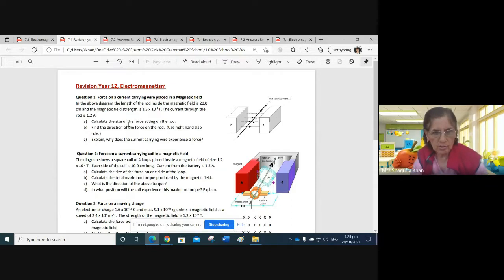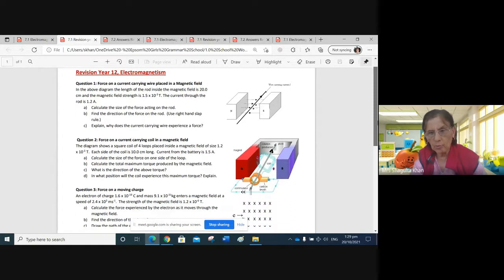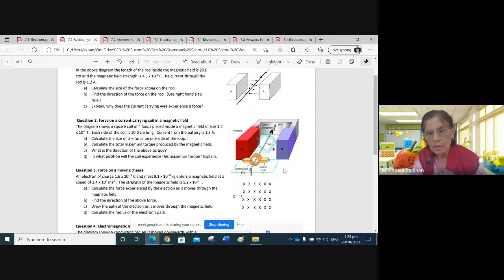So that's how we can find the direction of the force. There are some questions here, and I have posted the answers. We'll post the answers also. You can go through those. So that's the basic for this one. Now, the principle of this rule is called the motor rule. That's how the DC motors work.